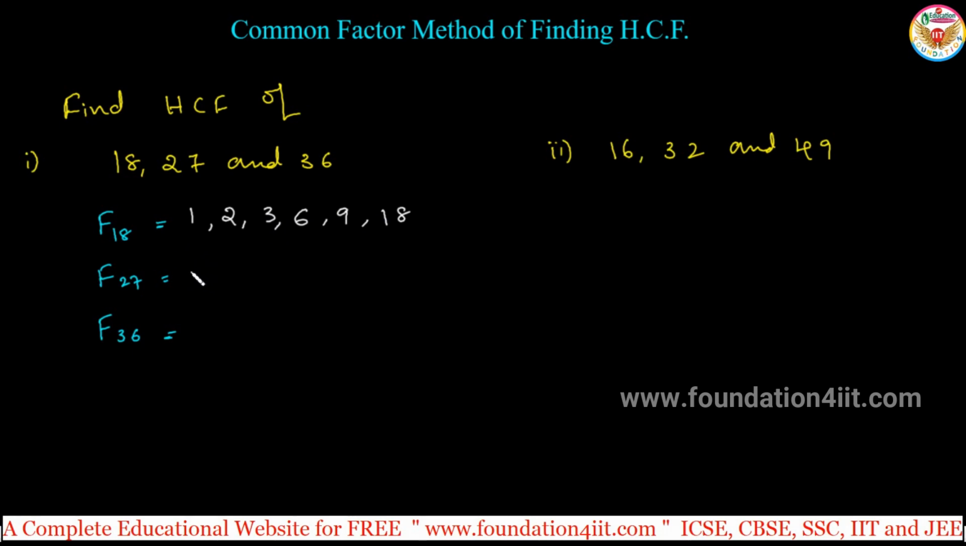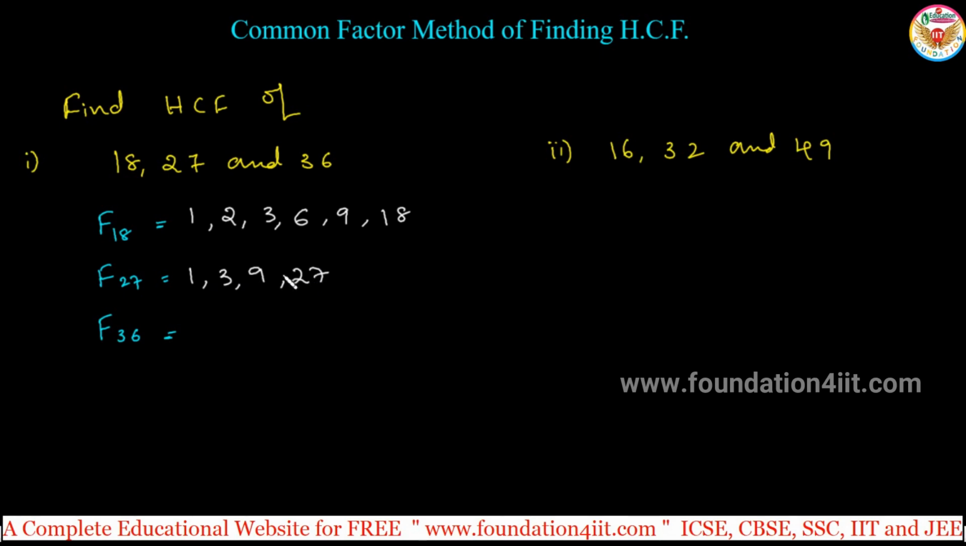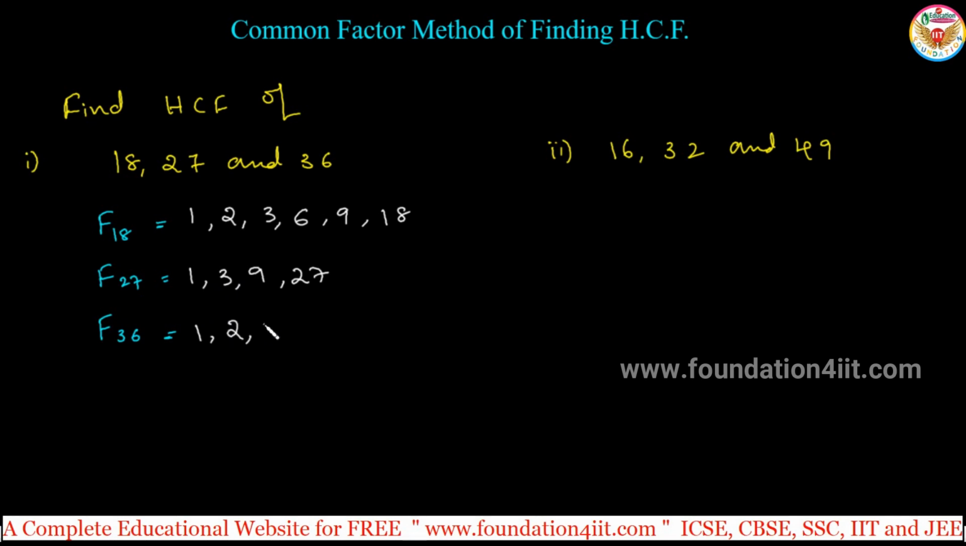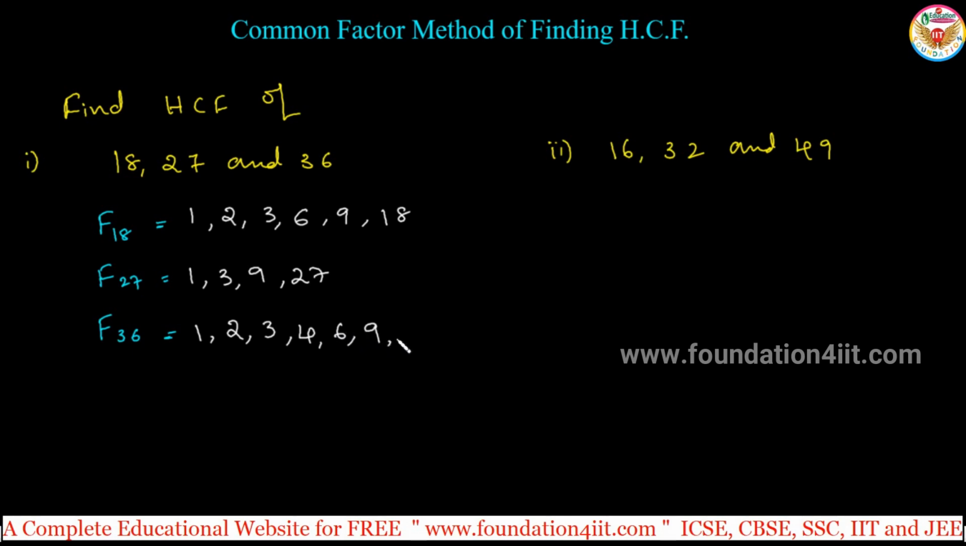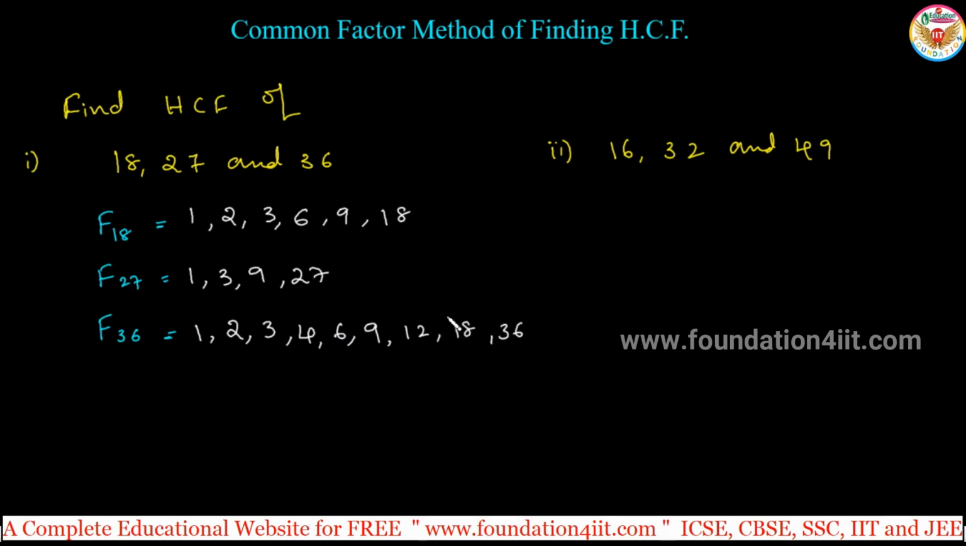Factors of 27: 1, 3, 9 and 27. 1 and itself are common. And factors of 36: 1, 2 is a factor of 36. Again 3, 4, 6, 7 is not there, 8 not. Next 9, 12, 18 times 2 is 36. So find all the possible factors of each given number.